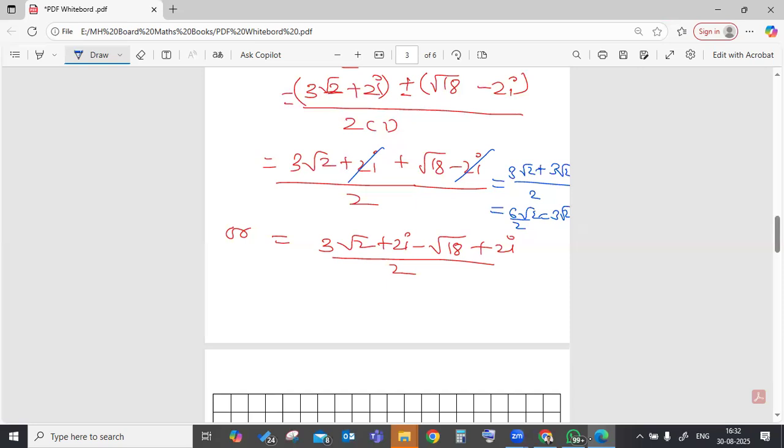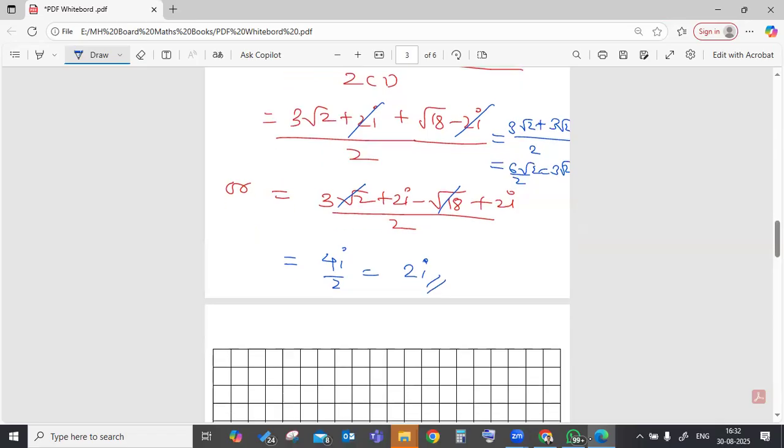And for the other, here is 3 root 2, and this minus 3 root 2 gets cancelled. 4i upon 2 is 2i only. So the solution of this complex quadratic equation is 3 root 2 or 2i. These are the two roots of this quadratic equation.